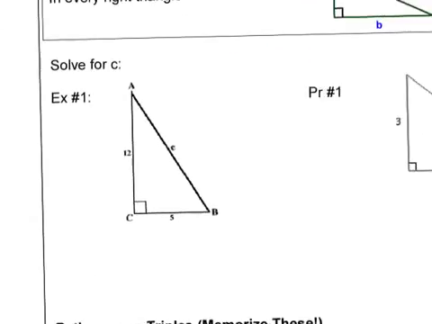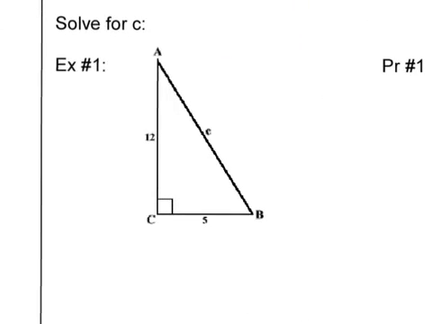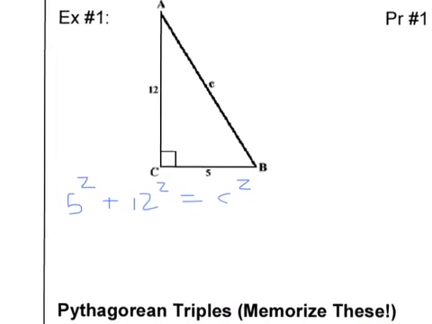So check it out. Here's an example. I have this side is 5, this side is 12, and I don't know what this side is. So what I can do is I can take 5, square it, take 12, square it, add it together, and I know that's going to equal my C, the diagonal, squared. Alright, well, let's see what we get here.